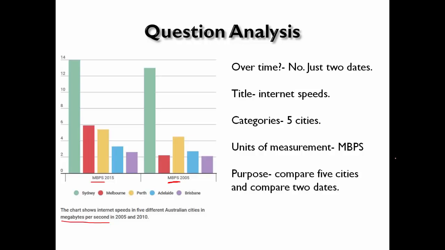And the purpose is to compare 5 cities. So it's to compare 5 cities in 2005 and compare the 5 cities in 2015, and then it's also to compare the two dates. So it's to compare 2005 and 2015 to show the differences, how they have changed.